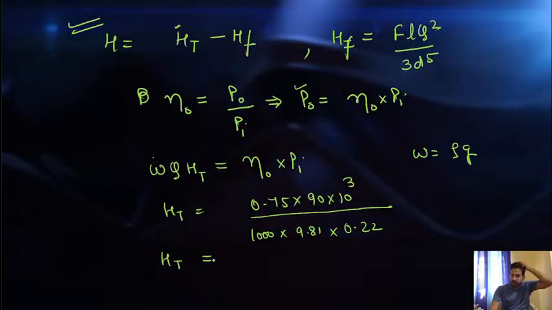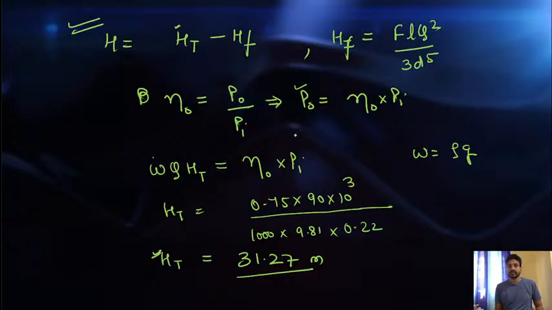क्या है HT की वैल्यू? तो what is the value of total head here? कोई कर सकता है कैलकुलेट जल्दी से? Can anybody calculate this value, guys? Anybody? या मैं ही करूँ? It is 0.75 multiplied by 90 divided by, 10 raised to power 3 cancel out to each other, 9.81 multiplied by 0.22. It is 31.27 meter. This is my total head.